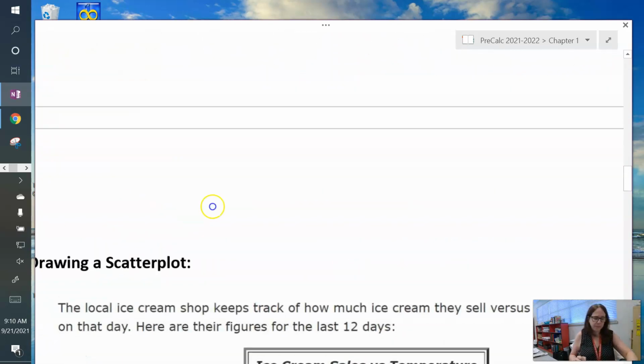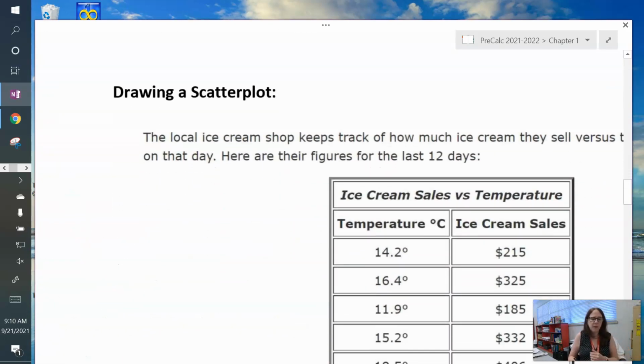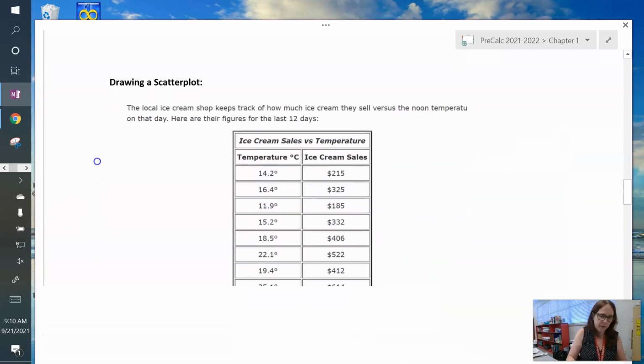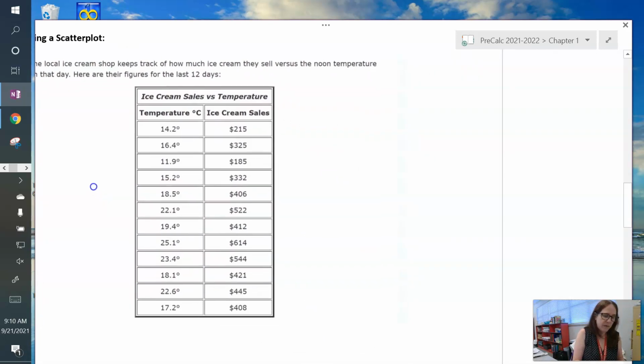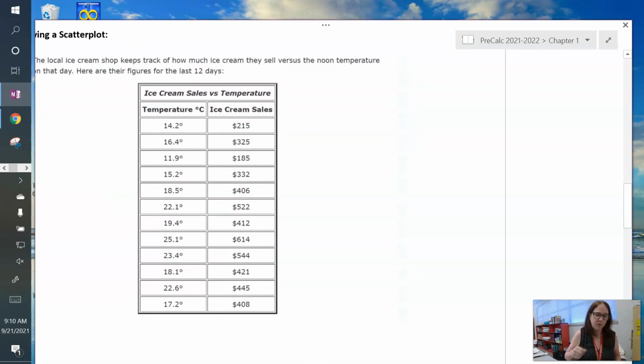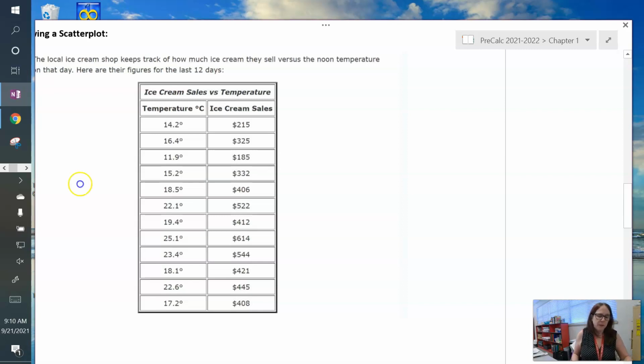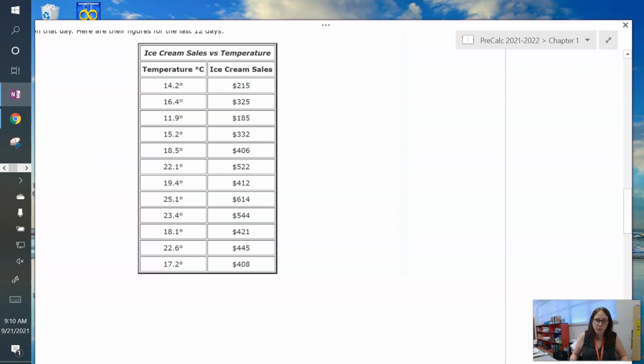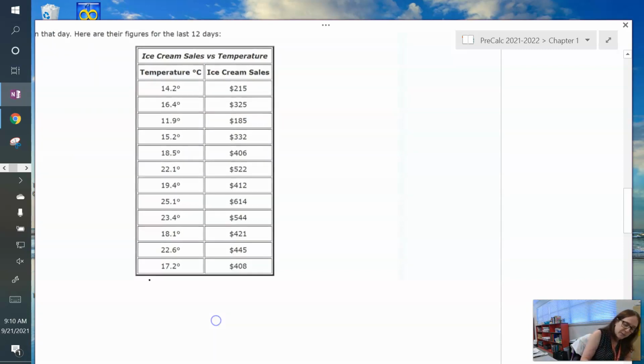All right, so now the next thing we're going to do is we're going to use our calculators to make a scatter plot. And the data that we have is from an ice cream shop, and they're keeping track of how much ice cream they sell versus the temperature that day. And so they took a temperature over 12 days and they sold their ice creams. So the temperature, that's going to be on the x-axis. This is the independent variable. And that's because you control the independent variable.